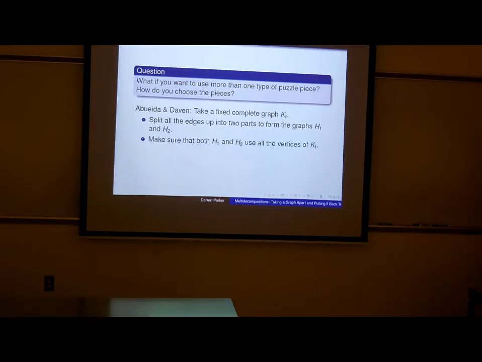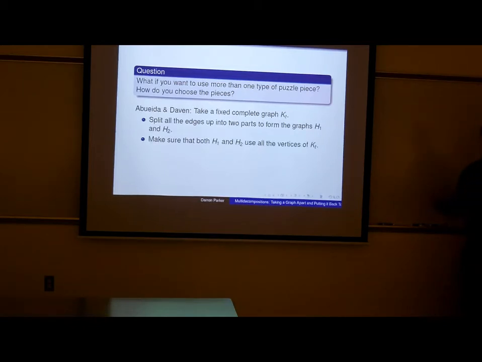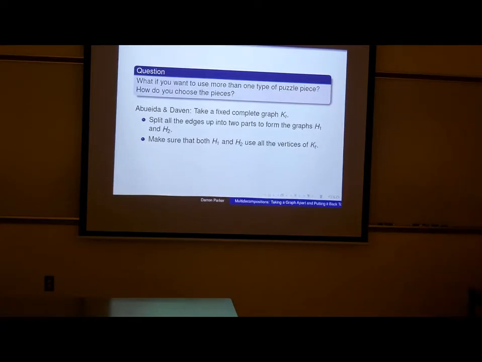We want to make sure that H1 and H2 use all the vertices of KT. And what I really mean by that is all T vertices in KT should have an edge. Each one should have an edge in H2, and each one should have an edge in H1. Right? So each graph should not have any isolated vertices in KT. Okay. And then the second thing that should happen, they shouldn't be copies of the same graph. I mean, this would be a big, long, not very pleasant process of finding one graph that we already knew how to do anyway. Right? So we want to make sure that there are really two different puzzle pieces.